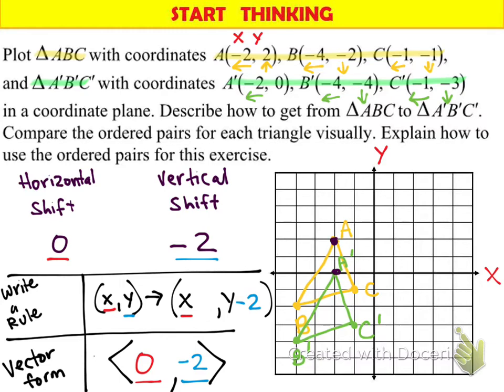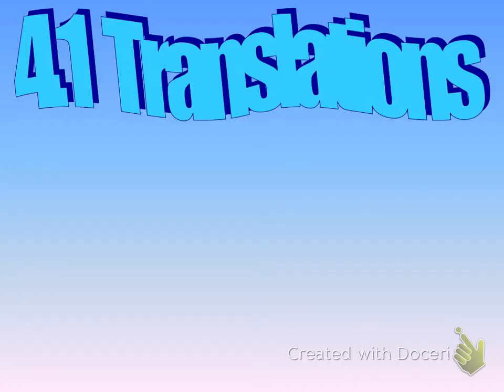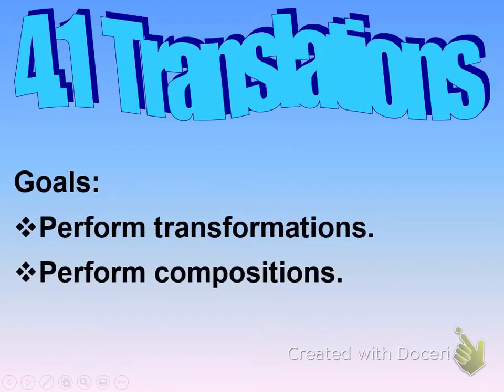Okay? So before we even do that, this is called translations. 4.1 is about translations. So we're going to perform them and then also compositions. A composition is when you do more than one. So let's say you went up 1 over 3 and you drew that picture. And then you went down 4 over 5 and you drew another picture. That's a composition. It just means doing more than once.